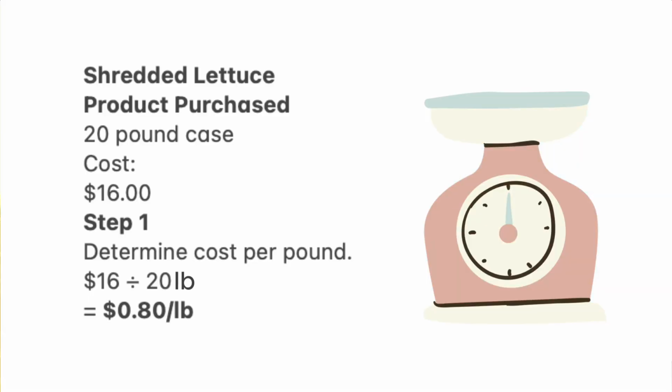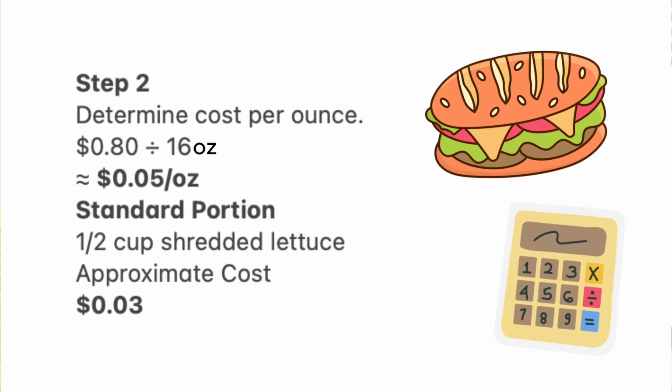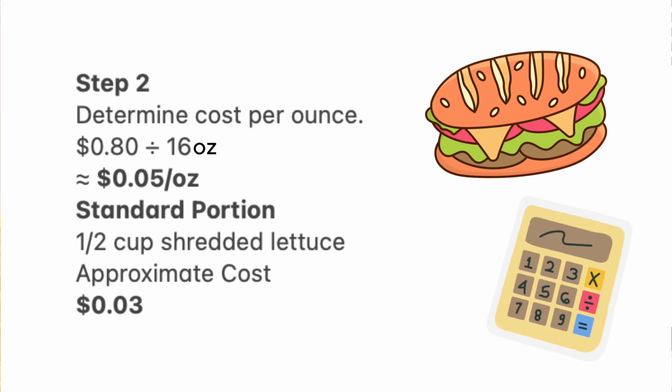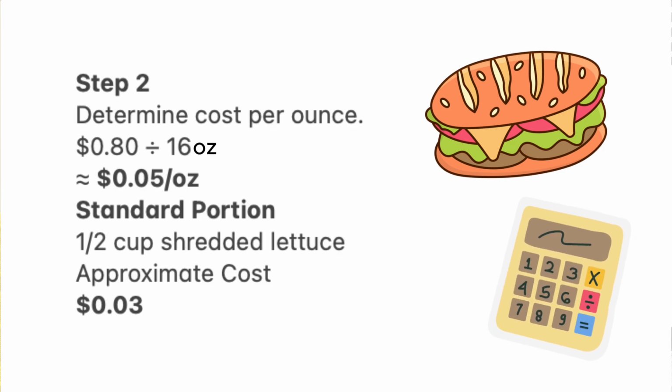So you want to determine the cost per pound, and simply you just take the $16 that you paid, divide that by the 20 pounds, and you're going to come up with 0.80, so 80 cents per pound, right? And in this case, we're going to go ahead and determine the cost per ounce. So let's just break that down. You've got $16 per 20-pound case. And so you divide that, 16 divided by 20 pounds, it's going to be 80 cents per pound. Then you're going to take that 80 cents and divide it by 16, and that's going to give you 5 cents per ounce. That you can train is about 1/2 cup.